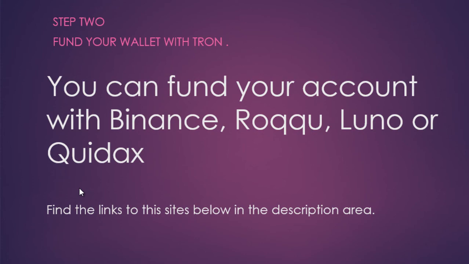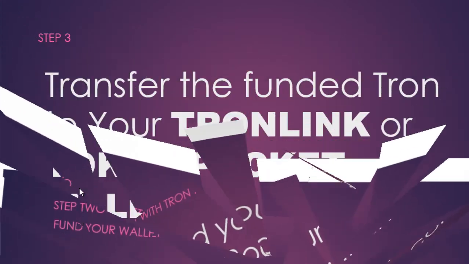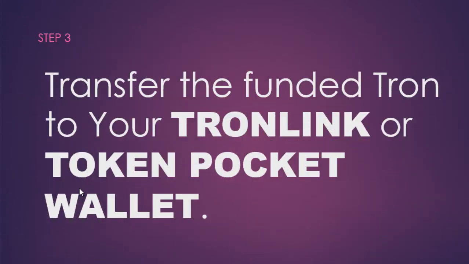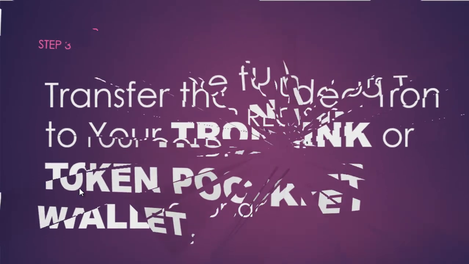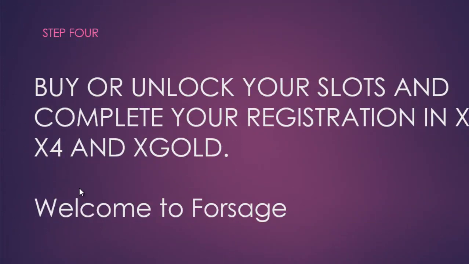The links to these sites are below in the description area. You find them there. Then once you've done that, you transfer the funds you have to your TronLink wallet or your Token Pocket, and from there you can go ahead and activate your account. You unlock as many levels as possible, guys. And with this, I want to welcome you to Forsage.